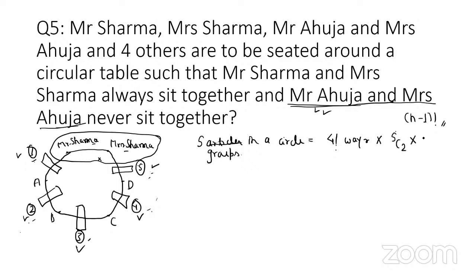And in the end, we have to arrange those 2 people with 2 ways. So this should be the answer to this question. Let's calculate it. It should be 24 into 10 into 2. That must be 480. Right, guys? The answer should be 480.